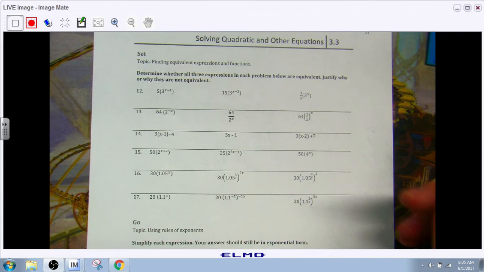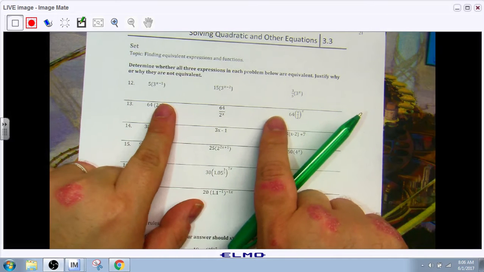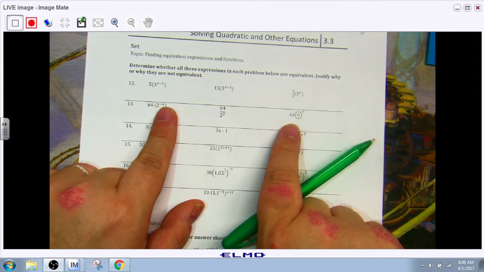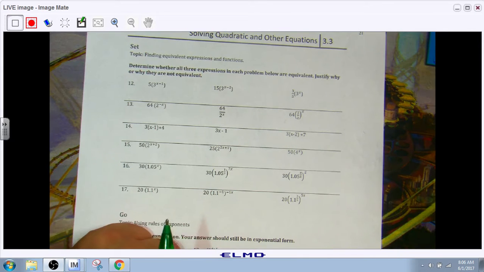Next, we have to figure out if these are all equivalent, and justify why or why not.